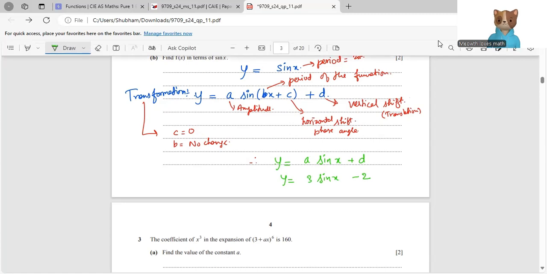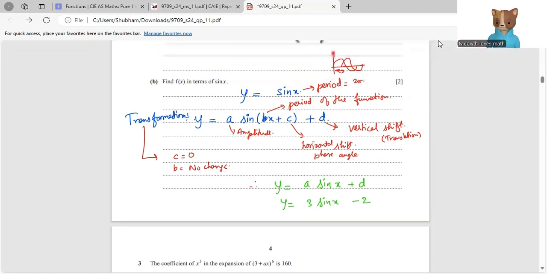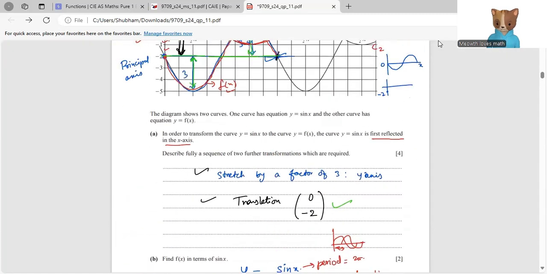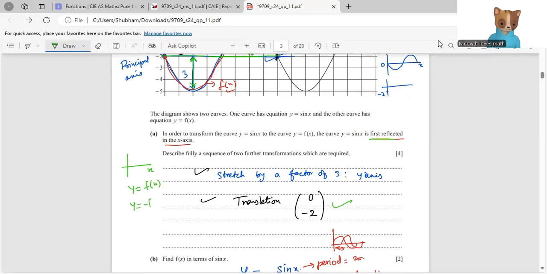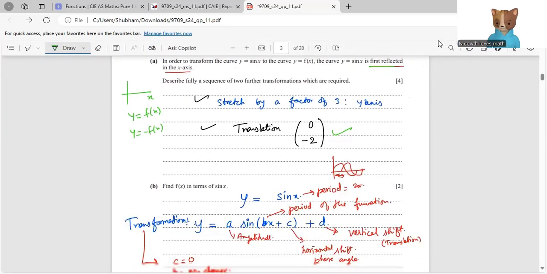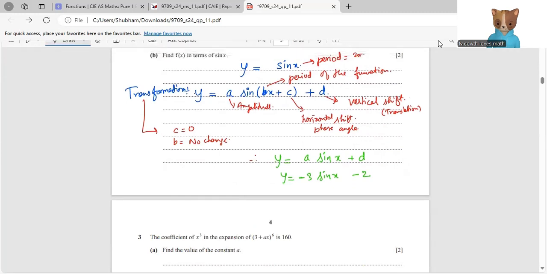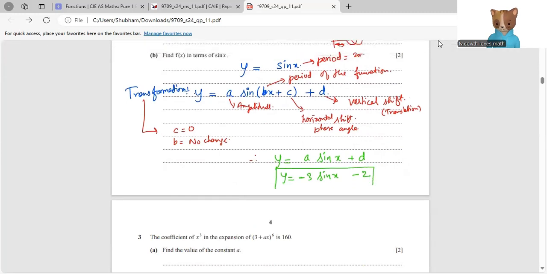Now, how do we know whether it is positive or negative? For that, you need to understand, they have mentioned here sine x is first reflected in the x-axis. So reflected in the x-axis means what? If I have y equal to f of x, it will become y equal to negative f of x, right? So I have to put a minus sign in front of this. And therefore, this is my final answer.